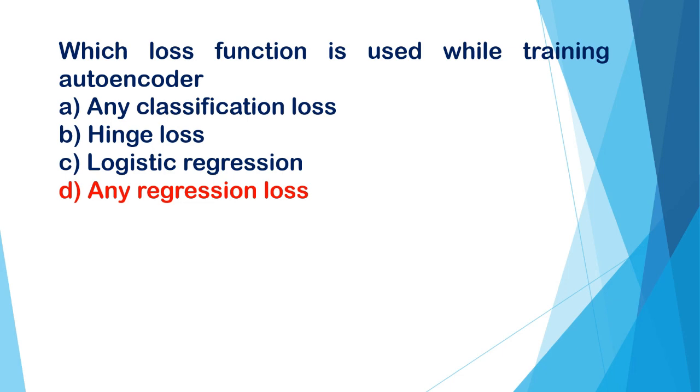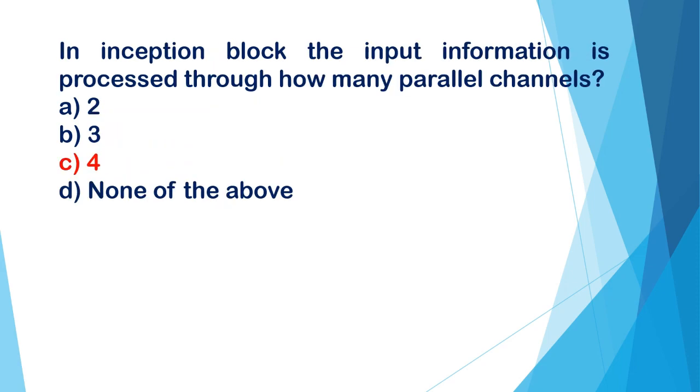Which loss function is used while training an autoencoder? A: any classification loss. B: hinge loss. C: logistic regression. D: any regression loss. And the correct option is D, any regression loss. In an inception block, the input information is processed through how many parallel channels? A: 2, B: 3, C: 4, D: none of the above. And the correct option is C, 4.